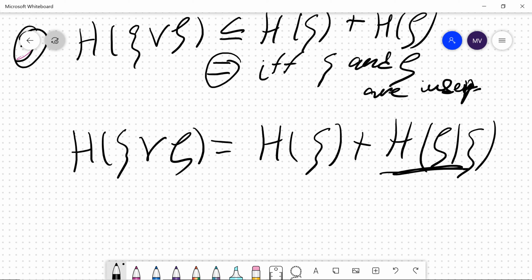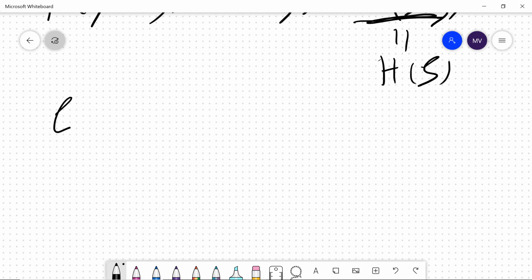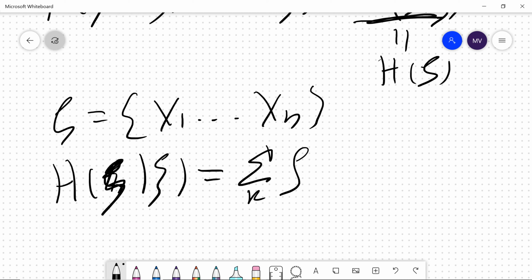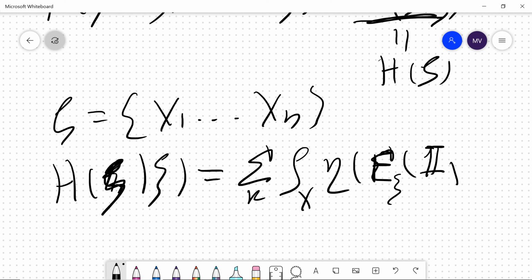So, how do we prove it? Well, let's suppose that zeta is as usual this partition of n parts, and from the fact that eta is strictly concave, firstly we will just use the definition of the conditional entropy and write the sum of integrals on x of eta of the conditional expectation of the characteristic function of xk, d mu.